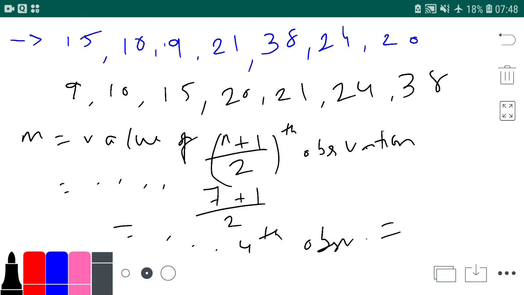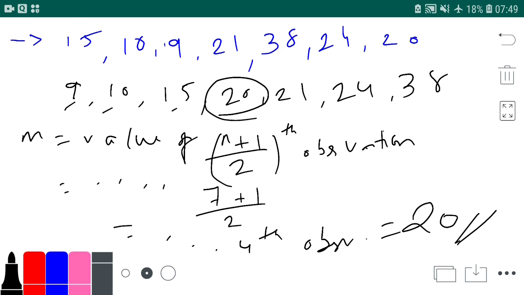Now which is the fourth observation? You can see this is 1, this is 2, this is 3, and this is 4th. So your fourth observation is 20. Yes, this topic we are doing in which n is an odd number. See, 7 digits are given.